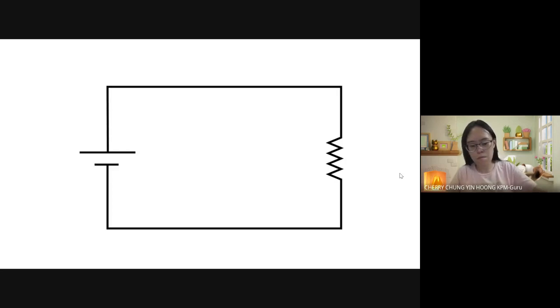So right now we have ourselves a basic circuit. We have a battery here, negative terminal, positive terminal. We have a resistor over here. We have a circuit that's completing it all through here. So we have a source of voltage, then we have something that is using the voltage.